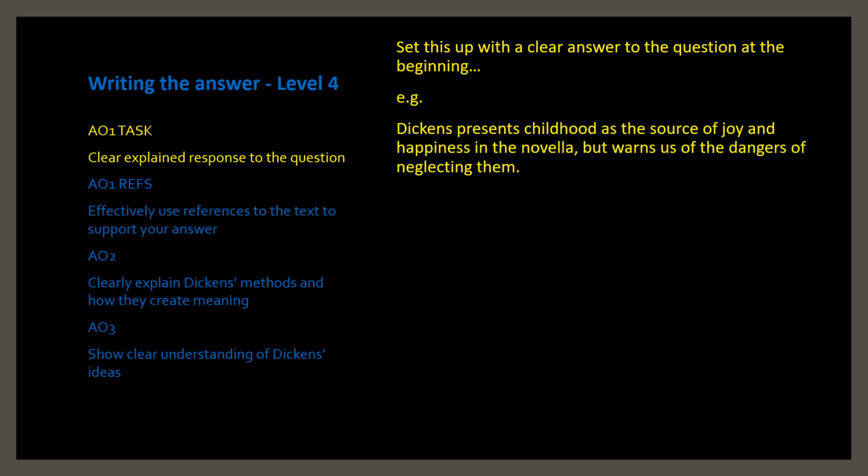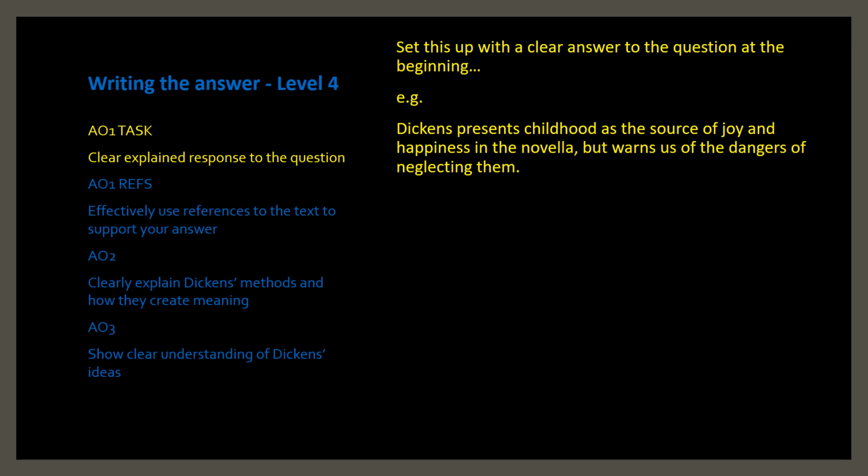Okay, now this isn't what I expect you to come up with, but here's an example of a kind of level 4 argument that you might have that kind of maybe starts to push a bit further later on. It starts with something straightforward. Ideas about childhood. He presents childhood as a source of joy and happiness. Okay, but then it goes a bit further. Okay, that's what it is, but he also warns us of the dangers of neglecting children. And that gives us a little bit further to go. Right? Second part, a little bit more challenging to do, and that's important because that's going to provide us with the second half of the answer where we're going to try and push your marks further on.